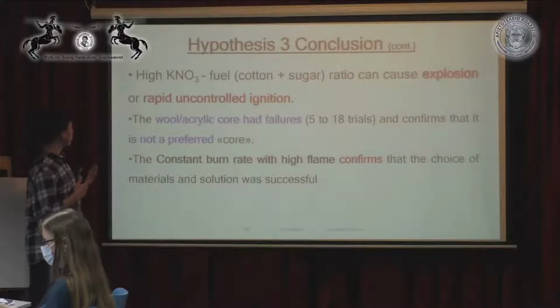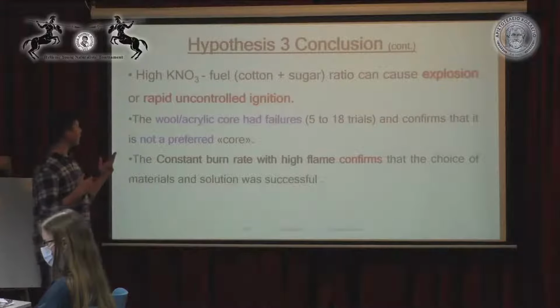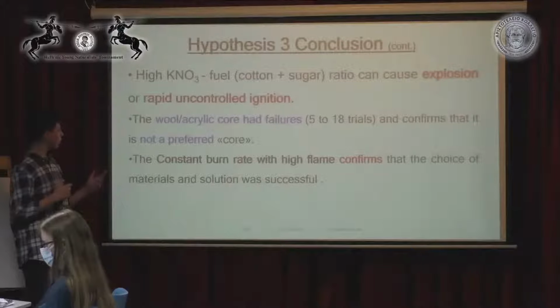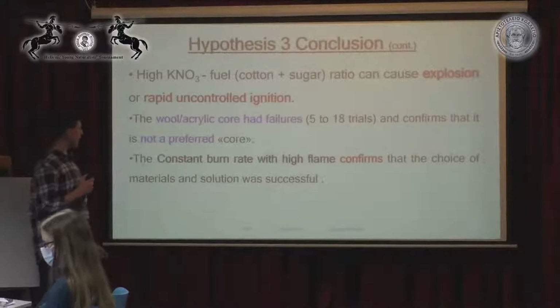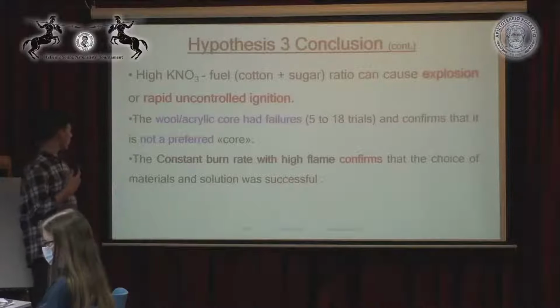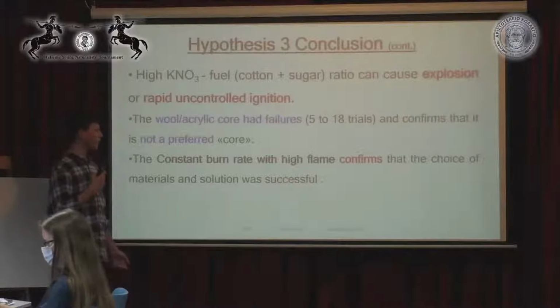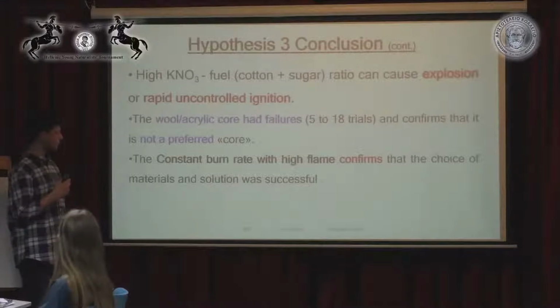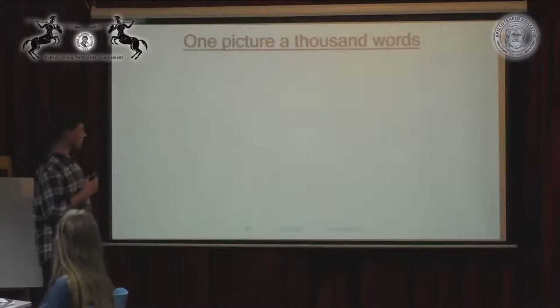So my conclusion is that a high potassium nitrate and fuel ratio can cause an explosion or rapid uncontrolled ignition. The wool and acrylic cores had failures, which confirms that they are not preferred. The constant burn rate with a high flame confirms that the choice of materials and solutions was successful. So here's a little video.